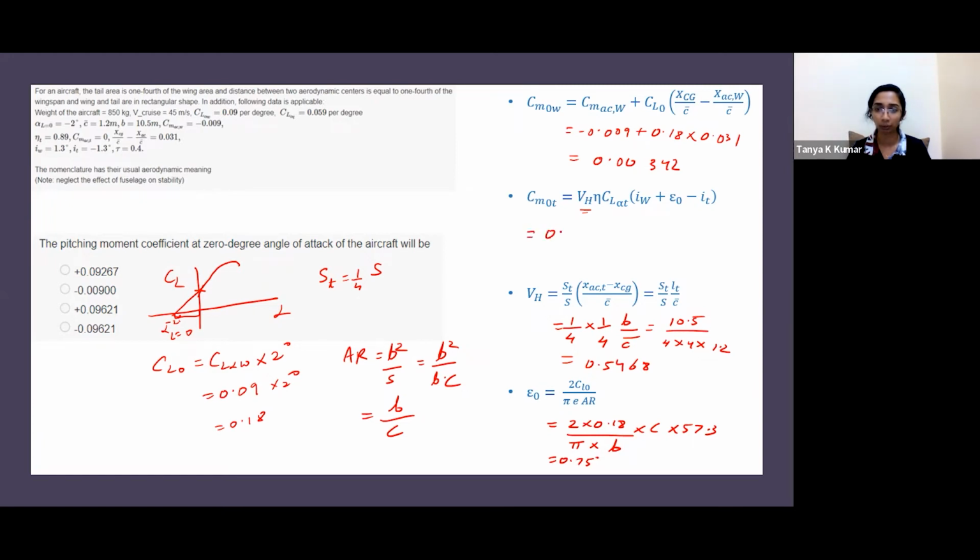Okay, so now you substitute all these values here. VH is 0.5468. Tail efficiency factor is 0.9. CL alpha tail is 0.059 into I wing, that is the wing setting angle, is 1.3, plus epsilon naught is 0.75, minus tail setting angle, which is minus 1.3, so it's plus 1.3. How much is this value? Can someone calculate and tell me this value?